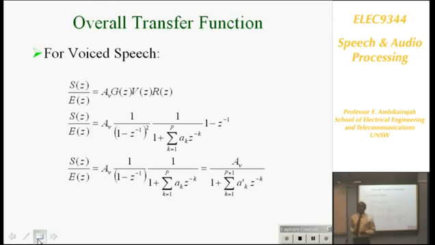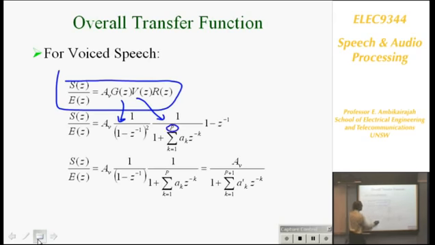Next, overall transfer function. Now let's write the equation for this model, the all voiced model I'm talking about. So here's the overall transfer function. I'm now putting in G(z), the second order low pass filter, and V(z), the vocal tract, the pth order filter. It depends on how many resonances you want.